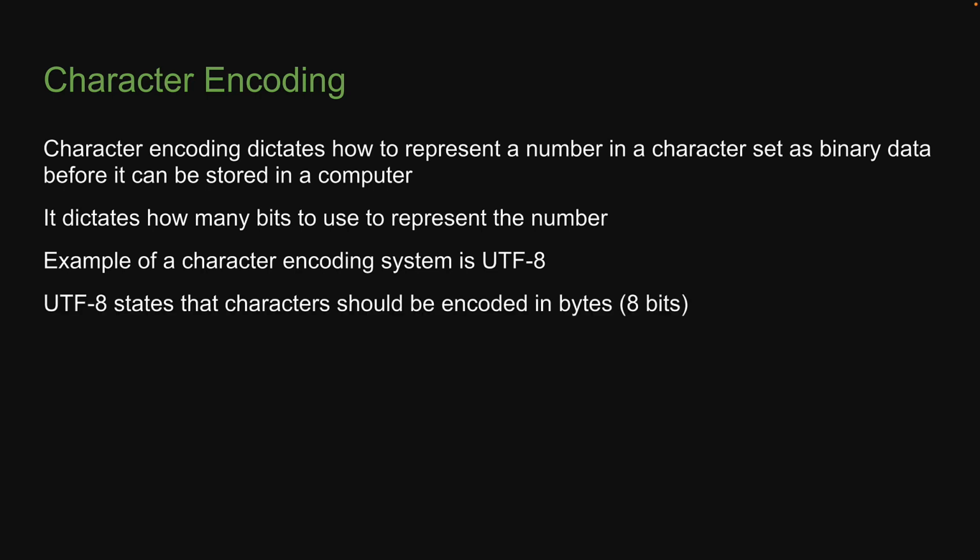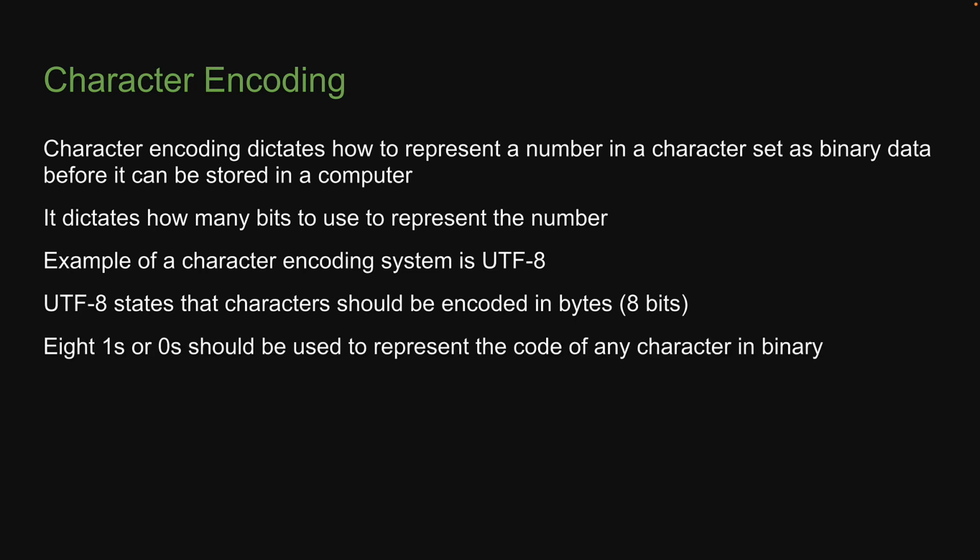UTF-8 states that characters should be encoded in bytes. Now, a byte is a set of 8 bits. So 8 ones or zeros should be used to represent the code of any character in binary. If we go back to our binary representation of the number 4, it was 100. With UTF-8 encoding, the computer adds 5 zeros to the left to make it a byte. So 4 is represented as 5 zeros, 1, double zero. On similar lines, V is represented as 86, which in turn is represented as 01010110. 1 byte or 8 bits. And this is how computers store strings or characters in binary format.